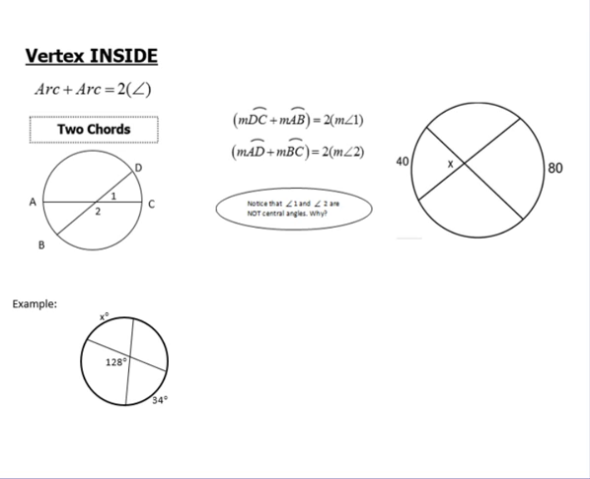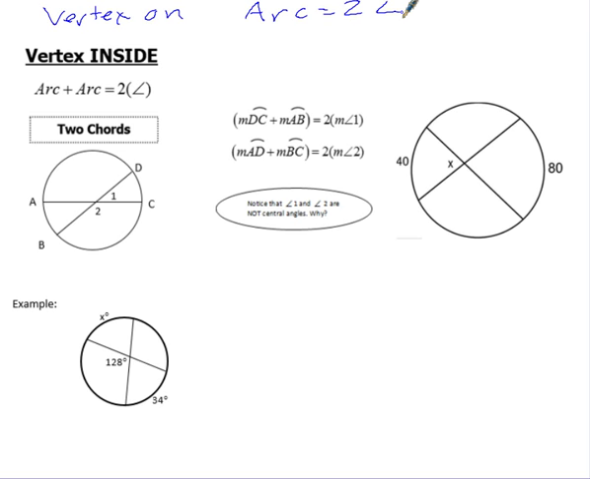Last section we looked at what we do when the vertex is on the circle. Now we're going to look at what happens when the vertex is inside the circle, or outside of the circle. So we had been looking at the equation arc equals 2 times the angle. That equation is going to change slightly depending on where our vertex is. So when the vertex is on the circle, arc equals 2 times the angle.